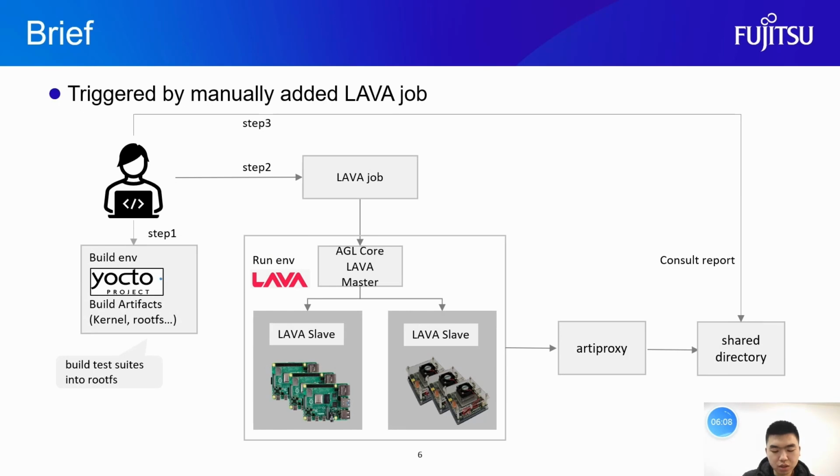The second is to run AGL Extend Test after code modification. The first step is to compile the modified code to obtain the image that to be tested. In the second step, the tester should manually add a Lava job, specifies the image from the first step, and then Lava environment would automatically run the tests. The results of the tests will be uploaded to a shared directory through RT-proxy, which testers can access to find report for results.